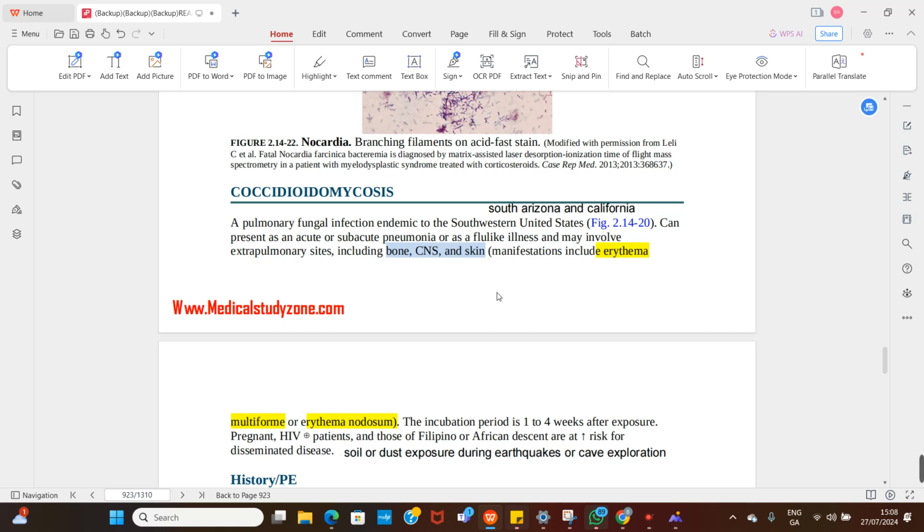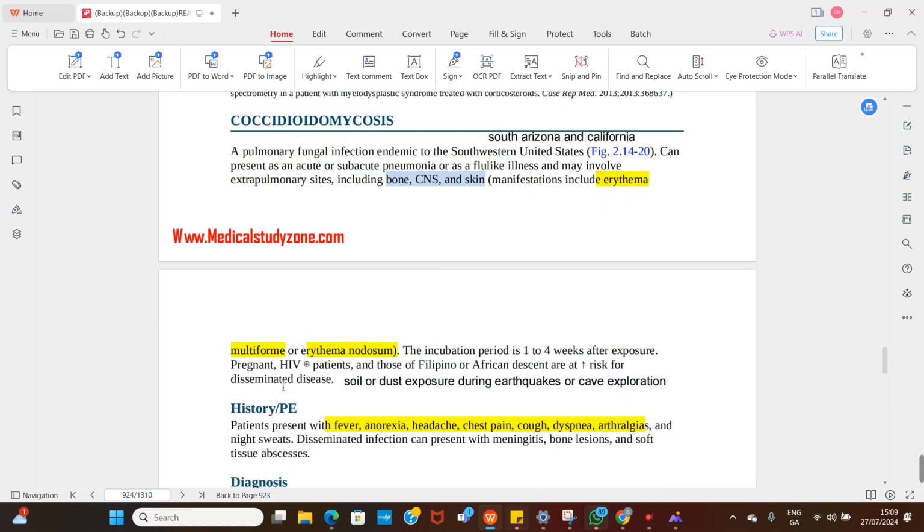So it can affect the joints, the bone, the skin, the CNS, meningitis. Very, very important. And people with HIV are very predisposed to developing severe form. People that are pregnant, people that have African or Filipino descent.